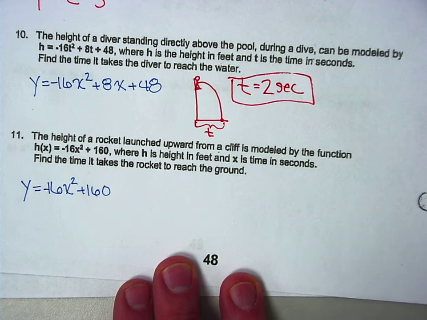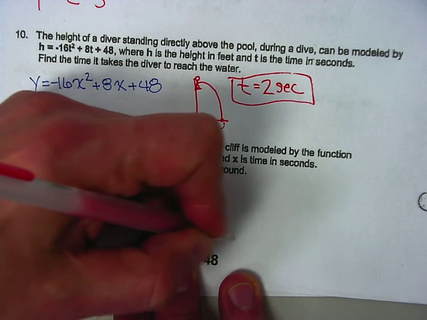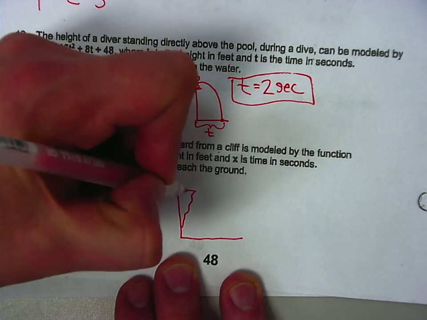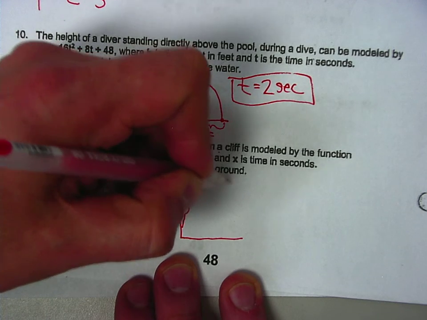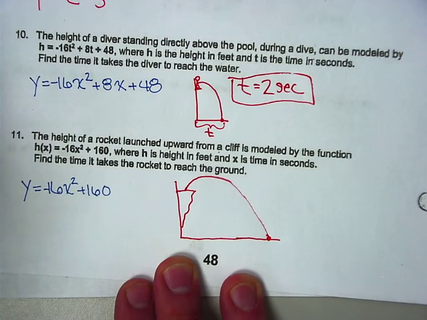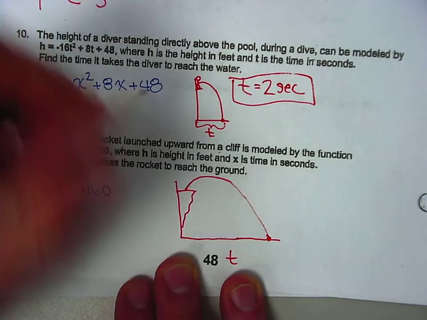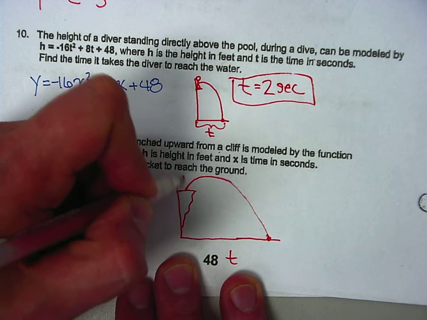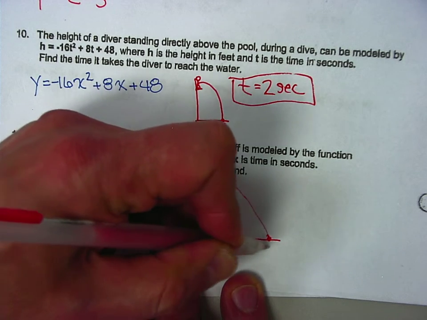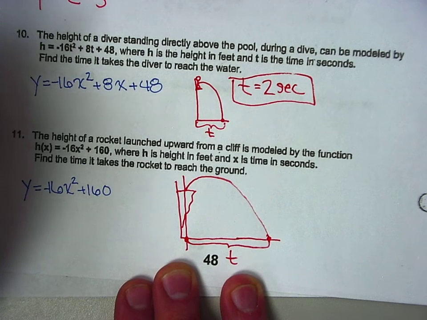All right, and number 11, a similar problem. The height of a rocket launched upward from a cliff is modeled by the function h of x equals negative 16x squared plus 160. So very similar to the last one. We have a cliff, and say, here's a mountain, here's the cliff. We have a rocket right here that's going to be shot up and hit the ground at some point in the distance. We are looking for, once again, how much time it takes from the time it's shot. We'll call this 0. How much time did it take before it finally hit the ground after it was shot?